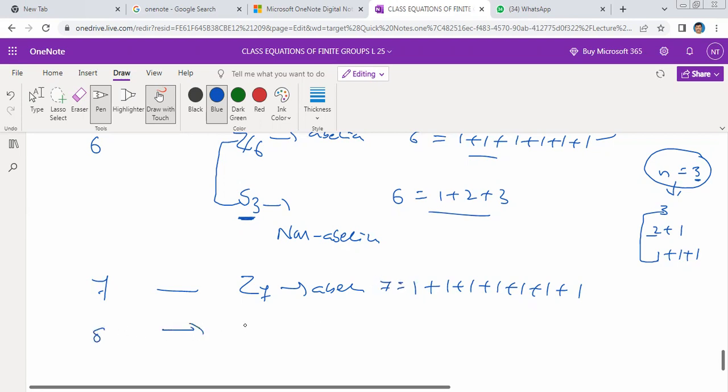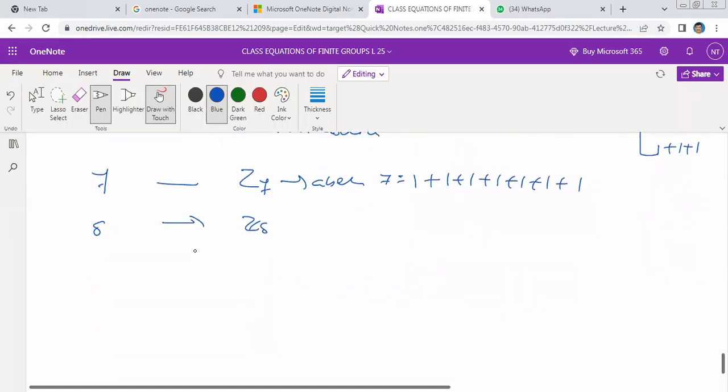Now 8. Z8. Also there is Q4, right? We can write Z8. Another one is Z2 cross Z4, because the order of this Cartesian product group is 2 times 4, which is 8. Z2 cross Z4 has order 2 times 4, which is 8. Then Z2 cross Z2 cross Z2 also forms a group. The order of this group is equal to 8. Then another one is Q4.